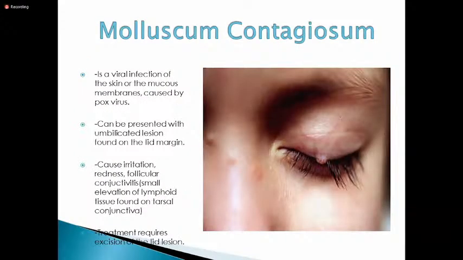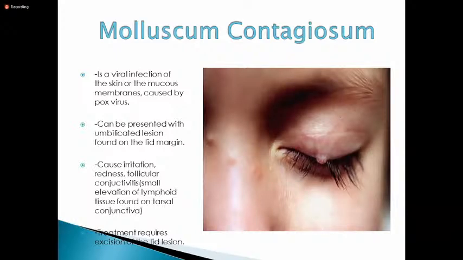Molluscum contagiosum is a common skin lesion. It's a viral infection. It can affect any part of the skin, sometimes affecting the eyelid itself. It has a typical umbilicated appearance. Umbilicated means that there is a small depression at the center. If you look at it, you'll see that molluscum contagiosum always has that. They start as one, and then because it's an infection, it spreads, and then they start resolving most of the time by themselves.